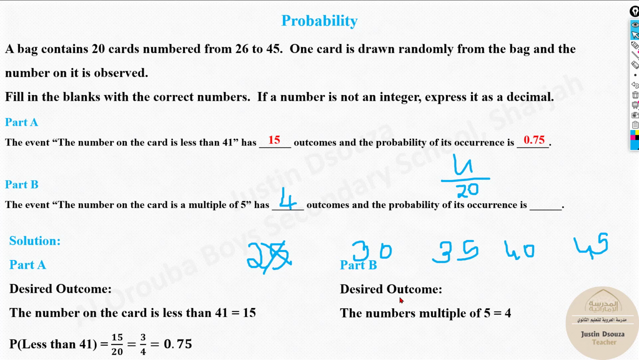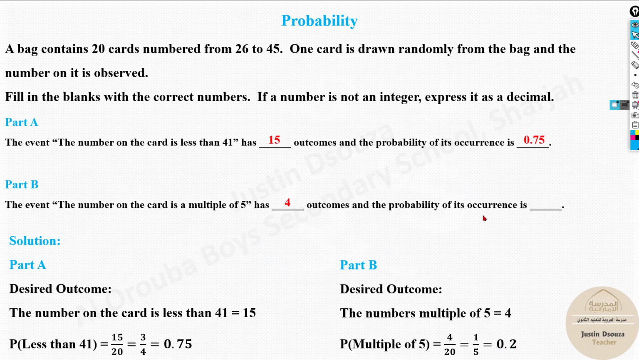So over here, the numbers that are multiples of 5 are 4. You can see 30, 35, 40 and 45. And the probability of multiples of 5 is 4 divided by 40. Sorry, 4 divided by 20. 4 one time and 4 goes 5 times in this. So 1/5. 1/5 is 20% or 0.2. So that is the answer, 4 and 0.2. So this is how you can solve this type of problem.